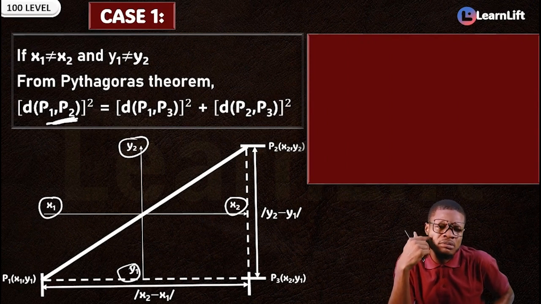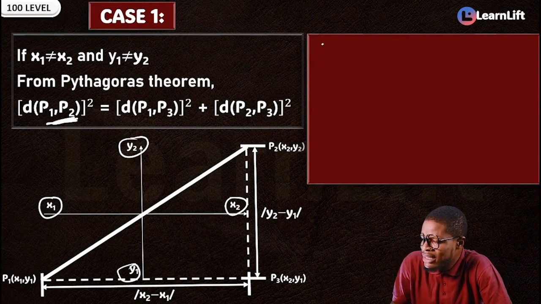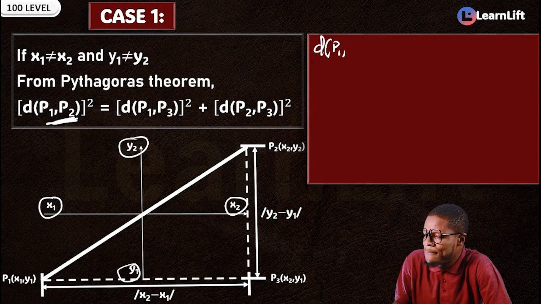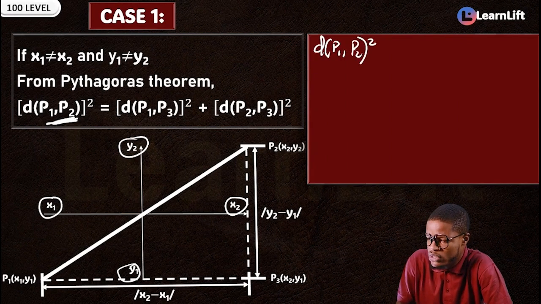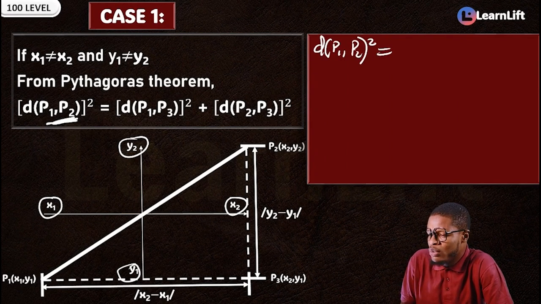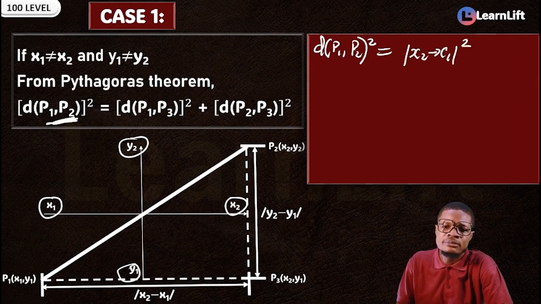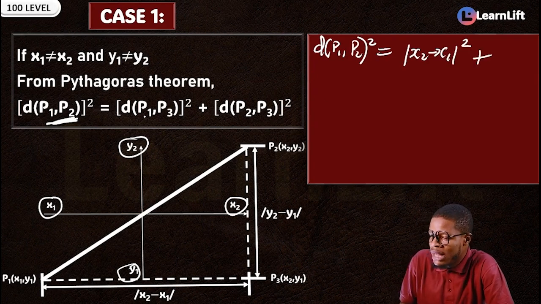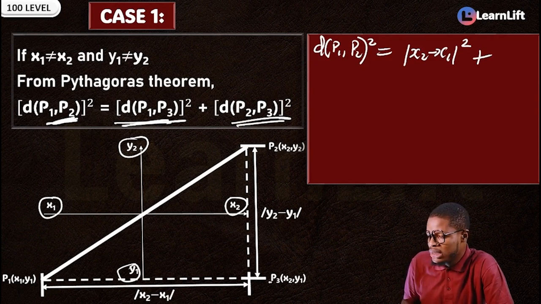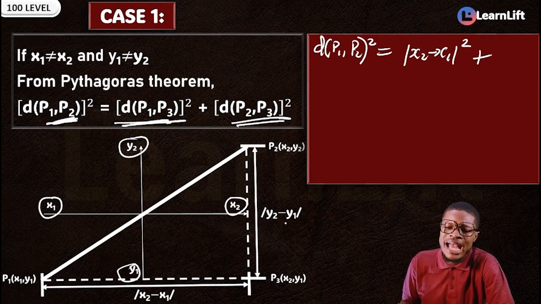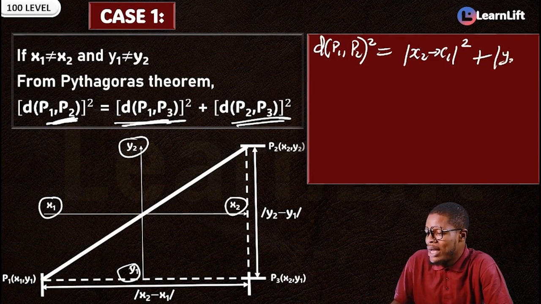That means, can I prove something more interesting for you very fast here? What's my distance P1, P2? Distance P1, P2 squared from this formula is equal to distance P1, P3, which is the absolute value of x2 minus x1, then I'll square it, right? Plus, I've applied this, I've squared it. Plus, what is P2, P3? Your P2, P3 is the absolute value of y2 minus y1, then I can square it, right?